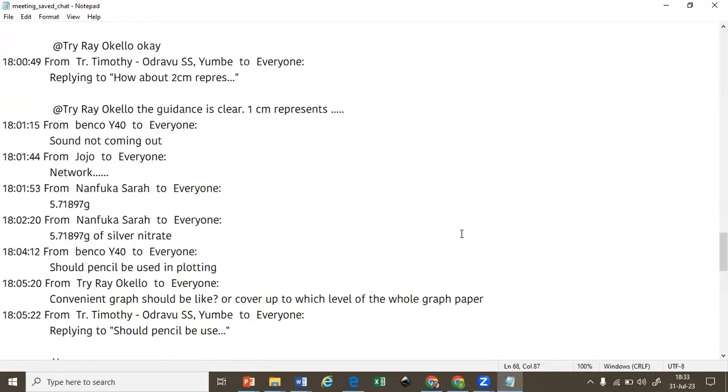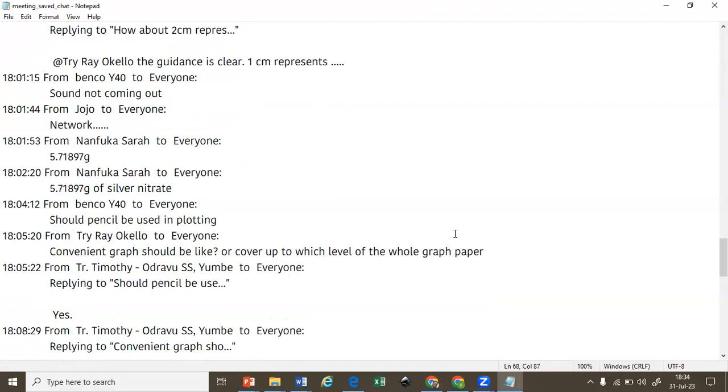Should the pencil be used in plotting? Yes, it is okay. Chemistry paper 2 is very free. You can use a pen, you can use a pencil when drawing setups, when drawing your graphs, plotting, it is all okay. But if you use a pen and you make an error, you have to remove that mistake. That's why if your teacher encourages you to use a pencil, it's not that using the pen is wrong, but what if you make a mistake? That's the basic thing behind it. But if you trust your accuracy, well and good.